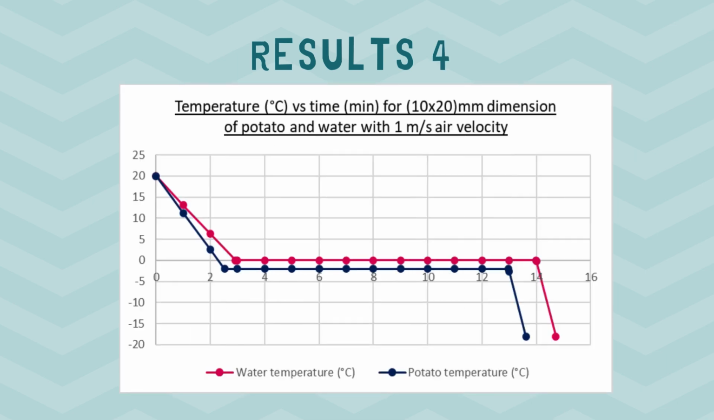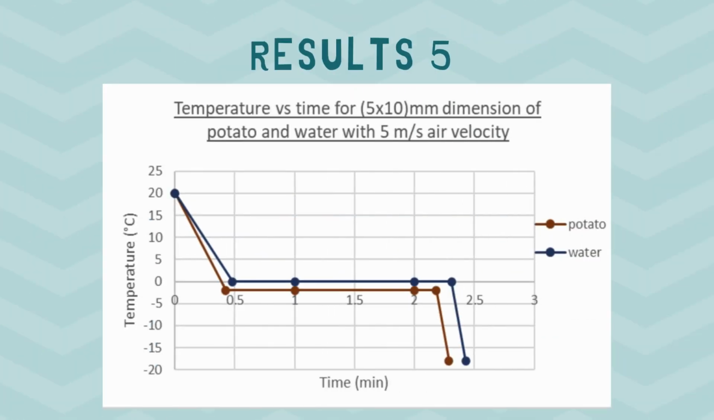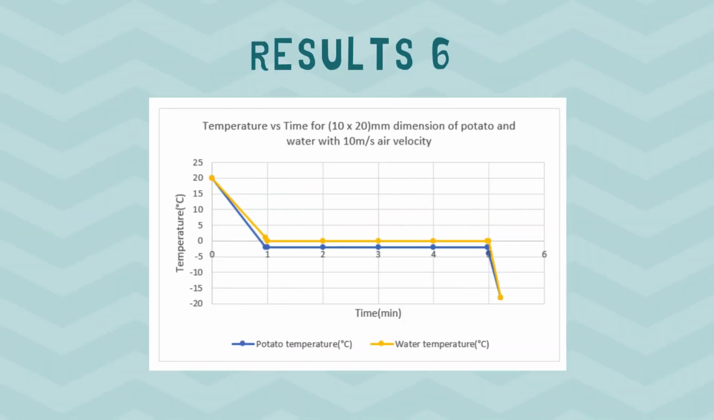Result 4 shows the graph of temperature versus time for 10 times 20 mm dimensions of potato and water with 1 meter per second air velocity. Result 5 shows the temperature versus time for 5 multiplied by 10 mm dimension of potato and water with 5 meter per second air velocity. Last, result 6 shows the graph of temperature versus time for 10 multiplied by 20 mm dimension of potato and water with 10 meter per second air velocity.